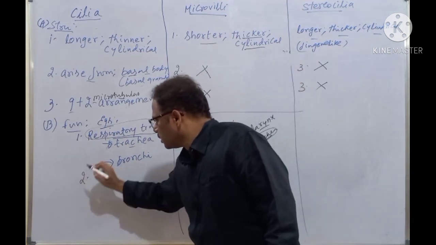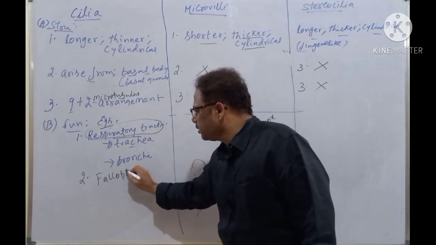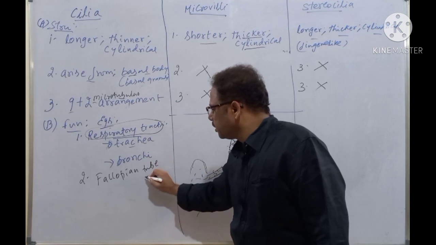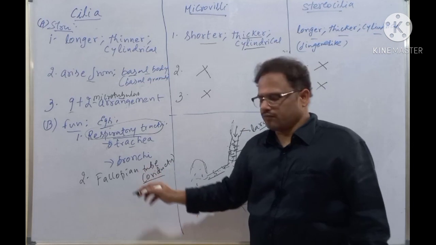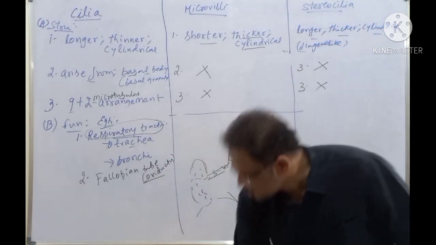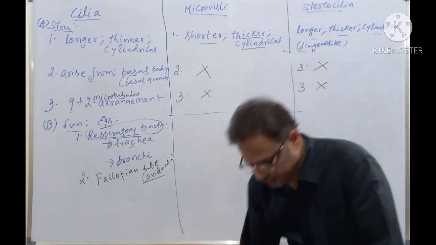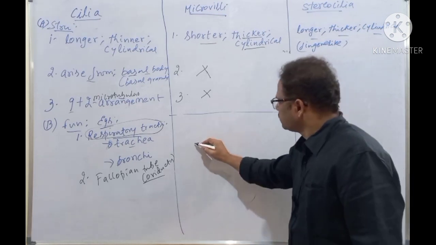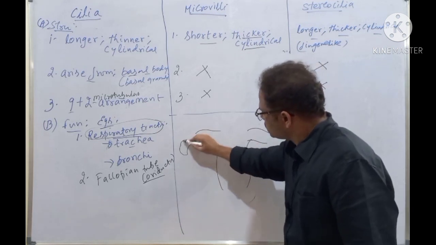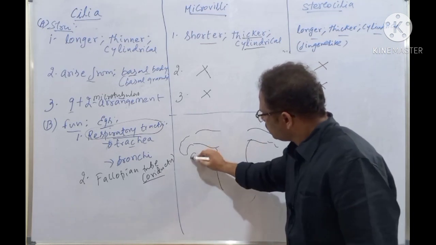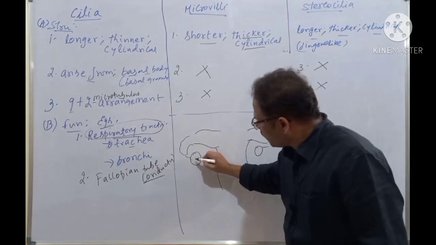Next one is, it is also present in the fallopian tubes. Fallopian tubes are nothing but the oviducts of the female reproductive system, fallopian tube or oviduct. So this diagram is being drawn here. It's a very rough diagram. So here are the fimbriae like this, and these are the ovaries. Here is the connection. This is the ovary.